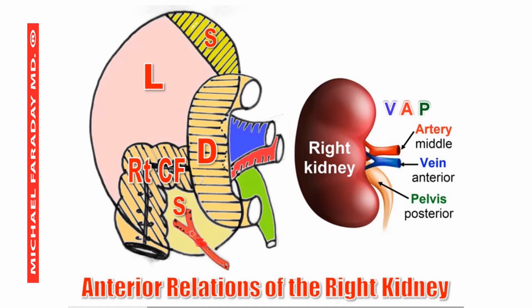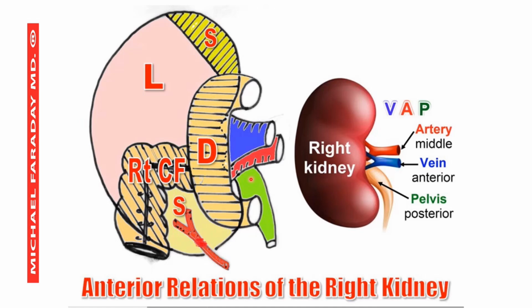Okay, so as you can see here, this is the renal artery, renal vein, and we said this is the pelvis of the ureter. The most anterior is the renal vein, followed by the renal artery, and then the most posterior is the pelvis, the renal pelvis, or the pelvis of the ureter.